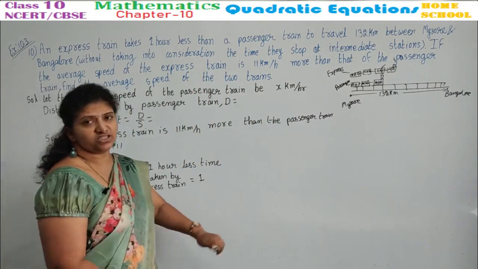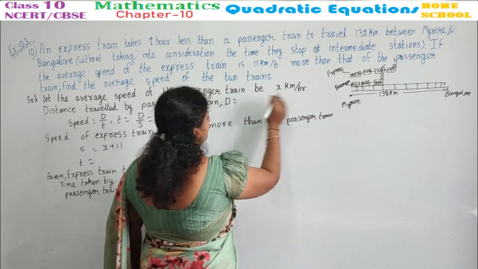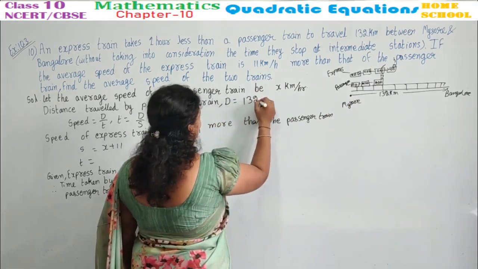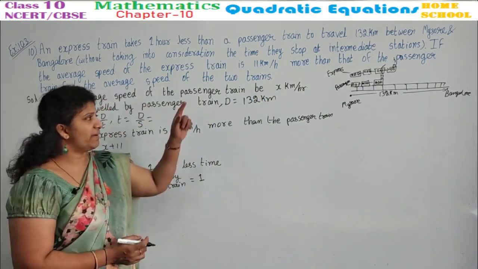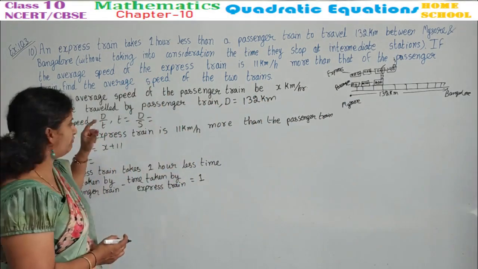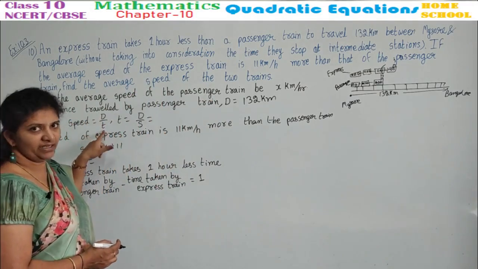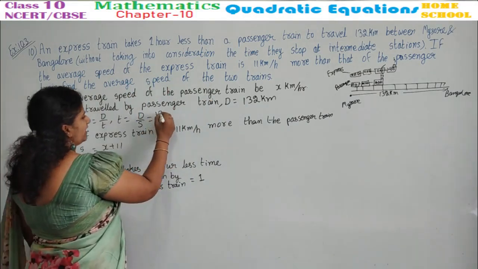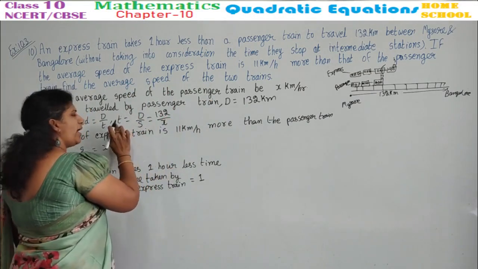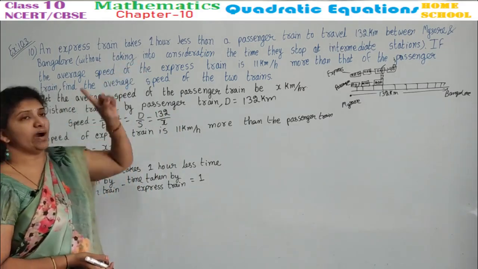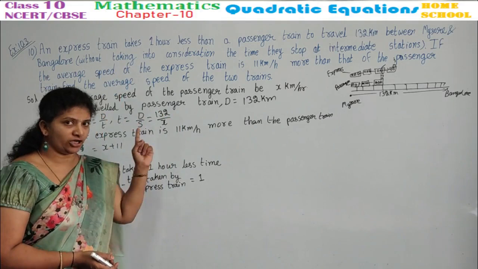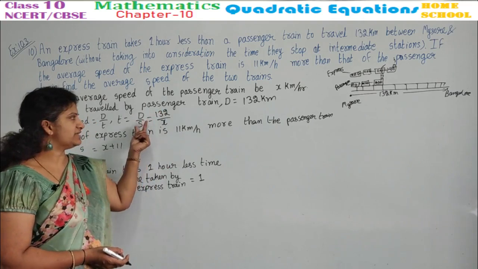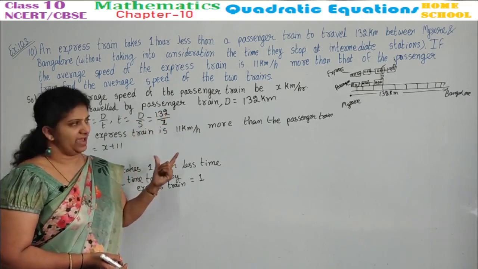Distance traveled by the passenger train. First we are talking about the passenger train. From which place to which place? Mysore to Bangalore. What is the distance? 132 kilometers is the distance. By saying speed and distance, we remember a formula: speed is equal to distance by time. But we now need time. Time equals distance by speed, that is 132 by x. Why am I talking about time here? They have given 1 hour less. 1 hour less means we are talking about time. So convert your fraction in the form of time. Time equals distance by speed, that is 132 by x.